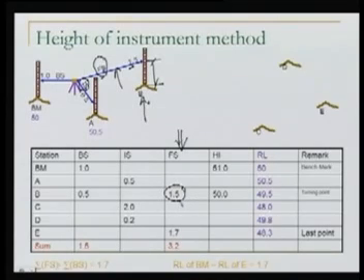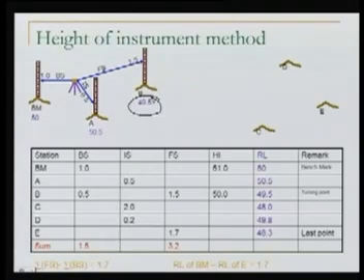Once we have done it, I can now find the RL of B because I know the height of the instrument. So the RL of B can be found as height of instrument minus this. You can compute the RL, and this comes out to be 49.5.